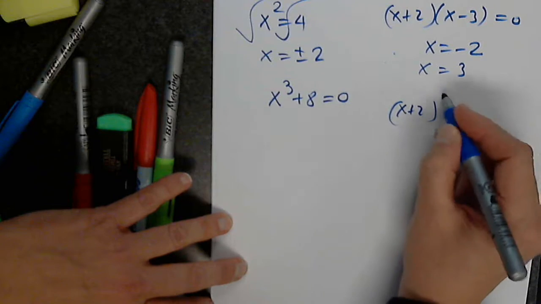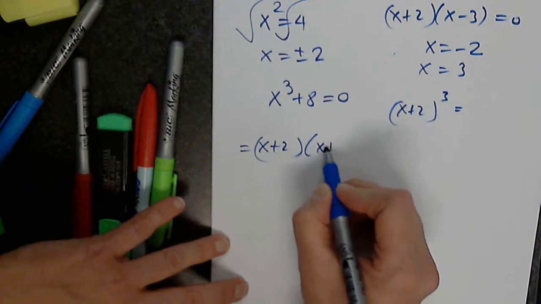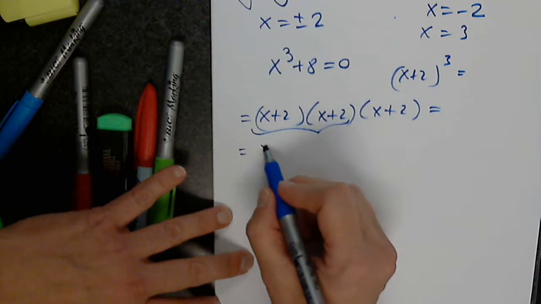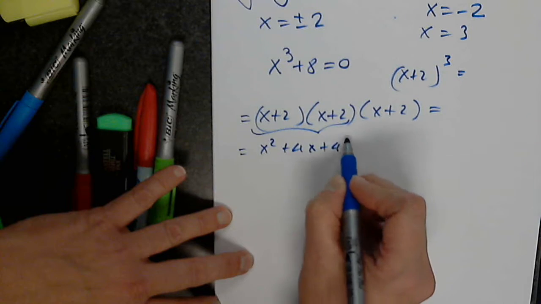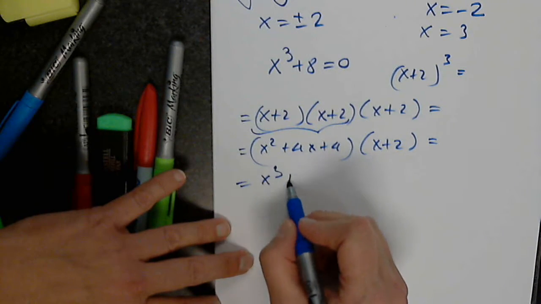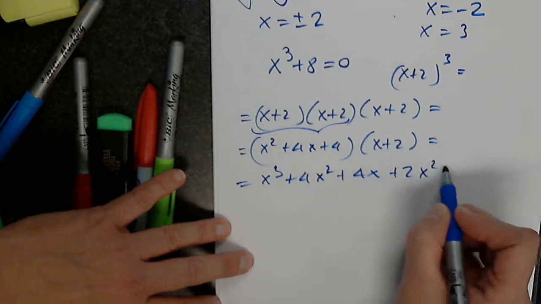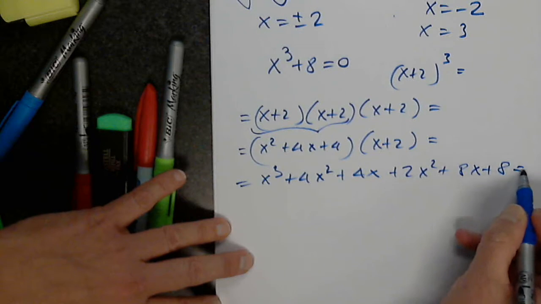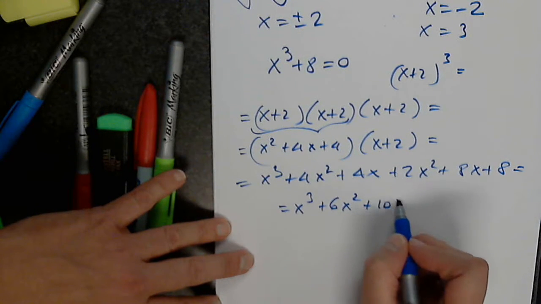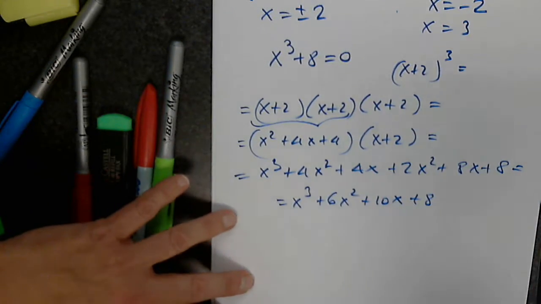X plus 2 cubed. Very good question. Means x plus 2 times x plus 2 times x plus 2. This is x squared plus 4x plus 4 times x plus 2, which is x to the third plus 4x squared plus 4x plus 2x squared plus 8x plus 8, which is x to the third plus 6x squared plus 10x plus 8. So it's a very good point you're making.